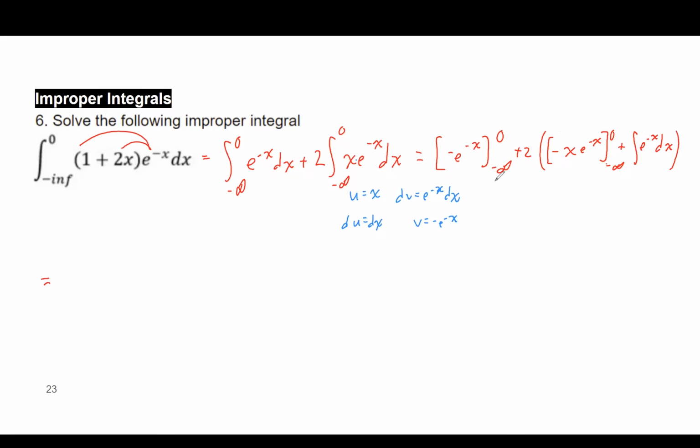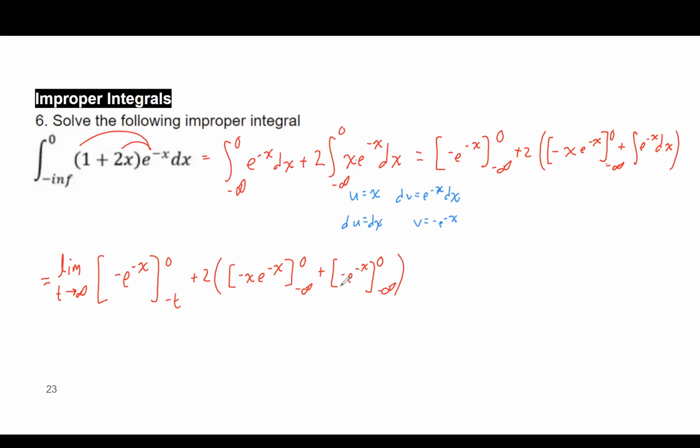The trick here is this negative infinity. We can't really plug that in. Technically, what we're doing is we're introducing a variable, say t. We're saying t is going to infinity, and we're evaluating the limit of that for this, right? So negative t now. From negative infinity to 0 plus, here we've got just negative e to the minus x from negative t to 0.